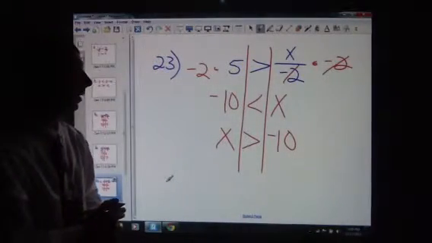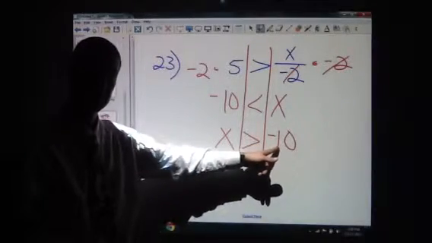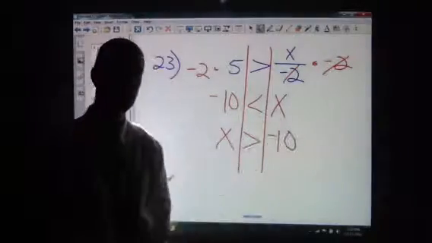Kind of tricky. Now, if we're graphing this, it's an open circle at negative 10. Open circle, because it doesn't have the equal to, and an arrow going to the right.